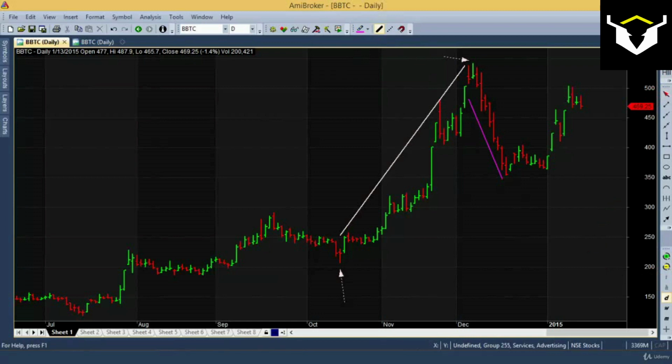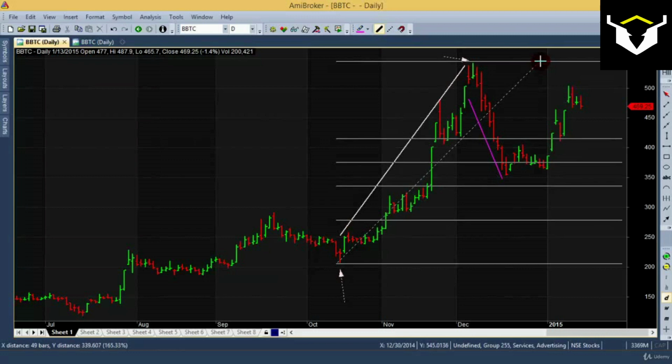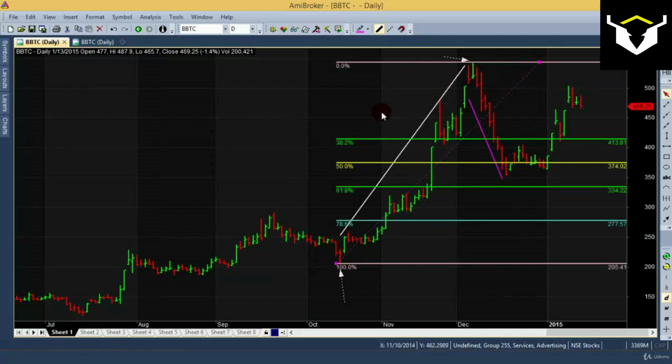I'll select this tool, click on it, and then first click the lowest point. This is the lowest point. Click on it, hold and drag till the highest point here and leave my mouse button. You can see the retracement levels are plotted. 38.2% is on 413, 50 on 374, and 61.8 on 333, 334, and so on 78.6%.